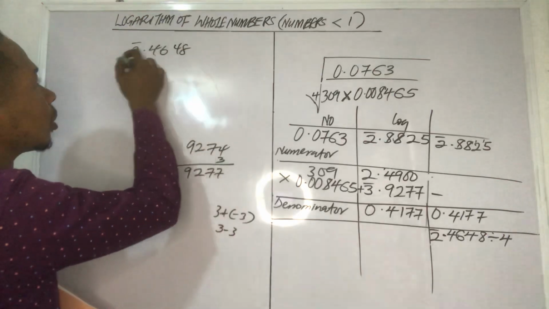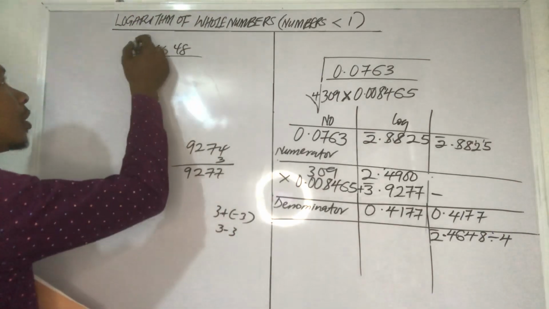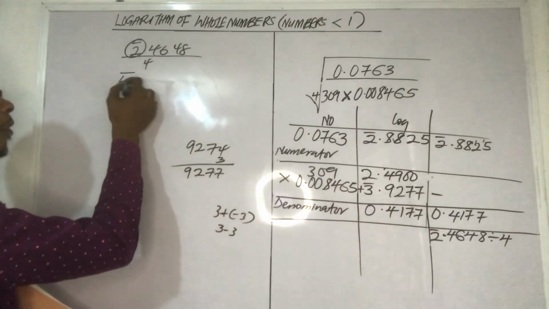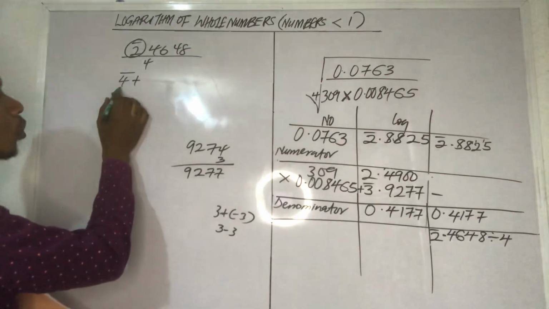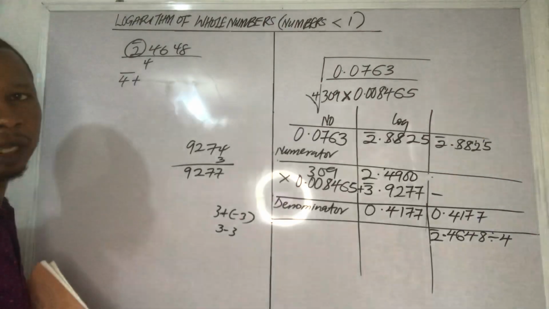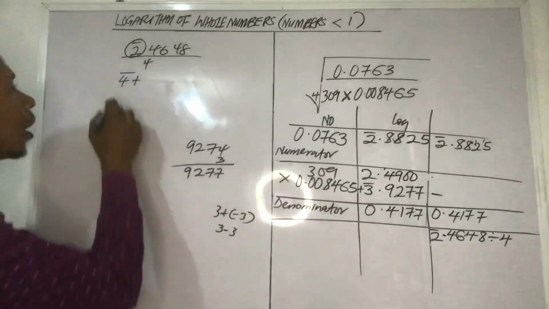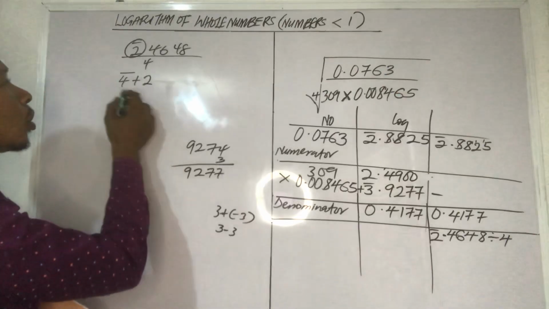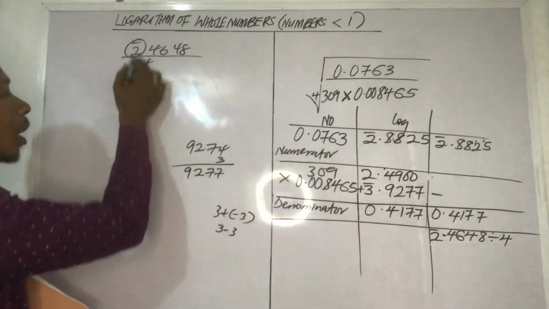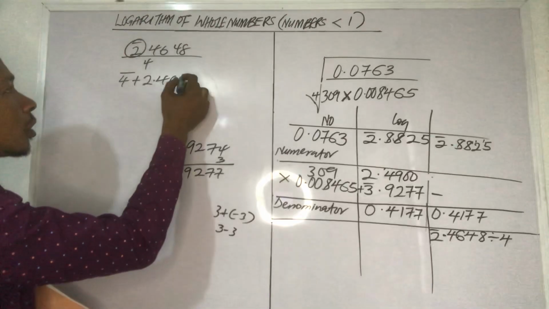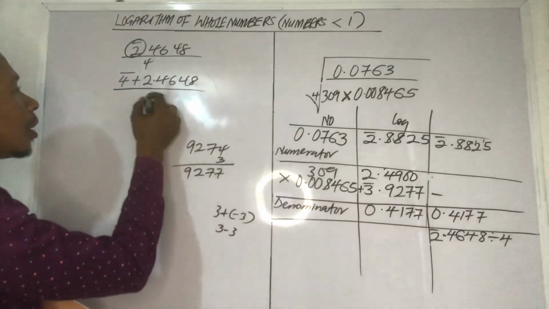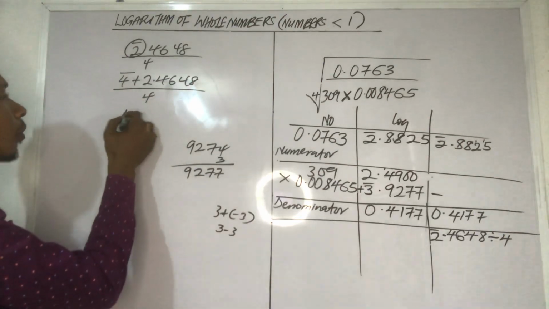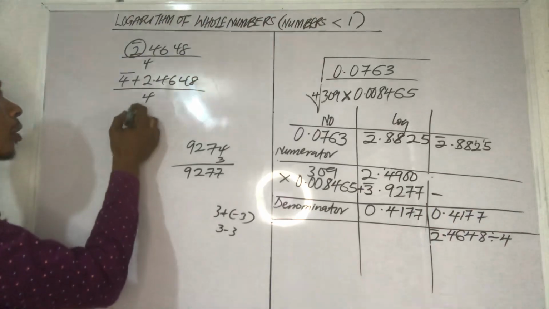Bar 2.4648 divided by 4. I'll first write this bar 2 in terms of 4 first. That is, I'll write bar 4 plus, what will I add to this 4 to give me minus 2? What will you add to minus 4 to give you minus 2? I'm hoping you will say 2. So you have bar 4 plus 2. This will give you bar 2.4648 divided by 4. So you can now say bar 4 divided by 4. That will give you bar 1.